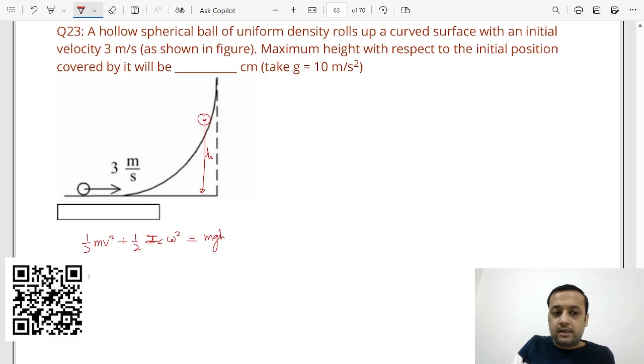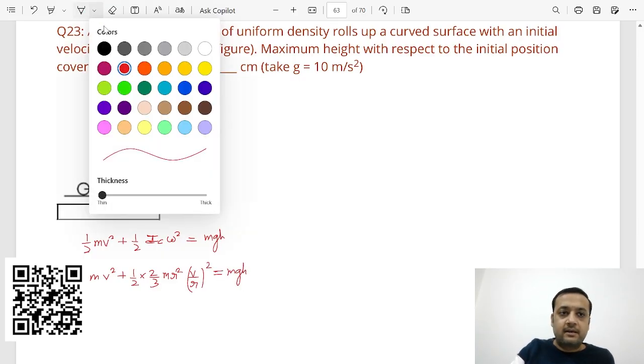All right. Now we can say that for the hollow sphere, the moment of inertia about the center of mass is 2 by 3 m r square. Omega can be written as v by r because pure rolling is happening. So using the condition of pure rolling, we can write omega as v by r.